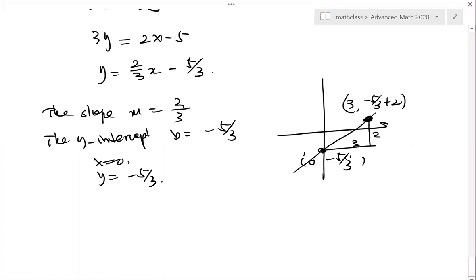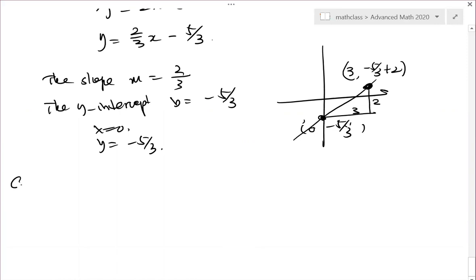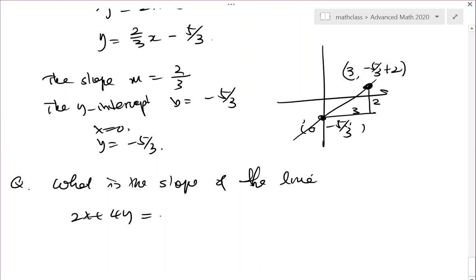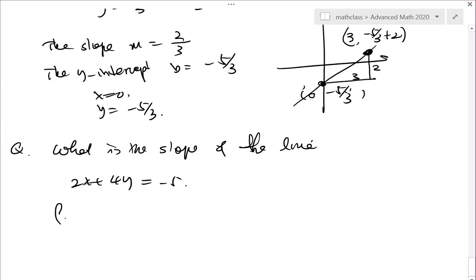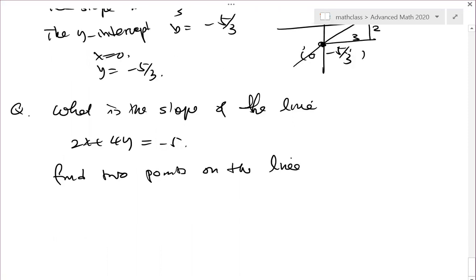So let's take a look at the following problem. I want you to do that. What is the slope of the line given by 2x plus 4y equals negative 5? And find 2 points on the line. So the equation is given. Please work this out. Of course, different students will give me different points.